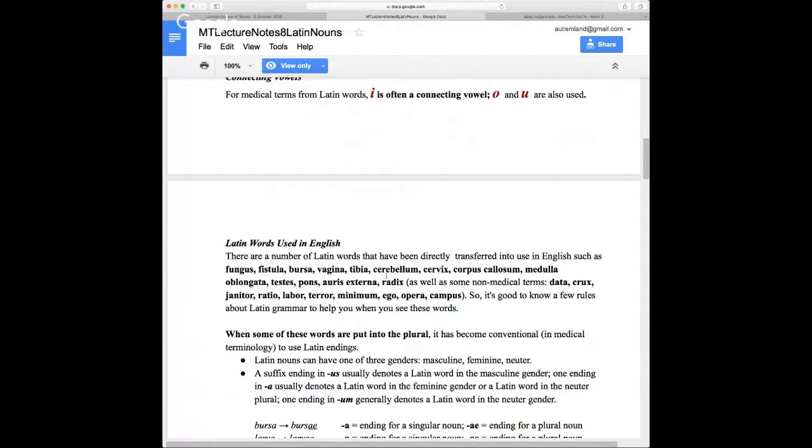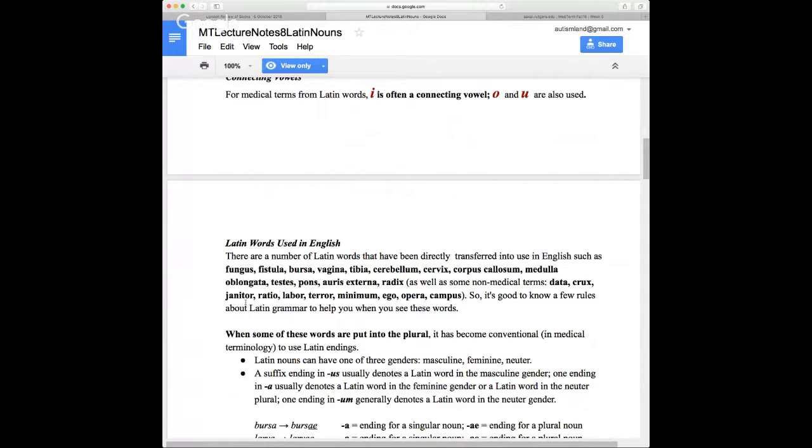I should also note that there are a lot of non-medical terms that are originally Latin words that have come into English, like data, which is the correct pronunciation in Latin. It means having been given. Crux, which really means a cross. Janitor, which originally just means somebody who's a guard. Ratio, reason. Labor, terra, I'm using the Latin pronunciation here. Minimum, ego, I, opera, works. Campus, yes, a Latin word.